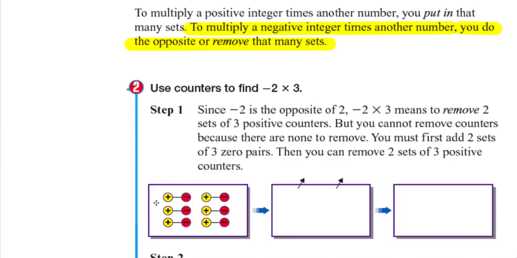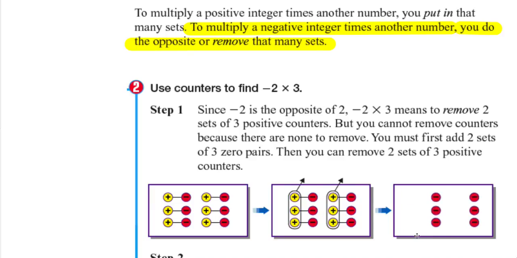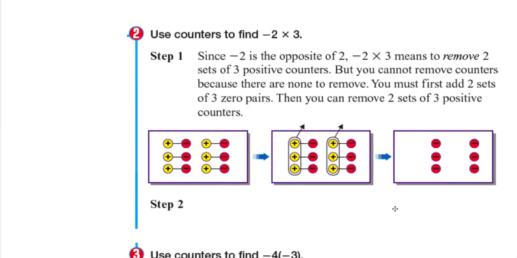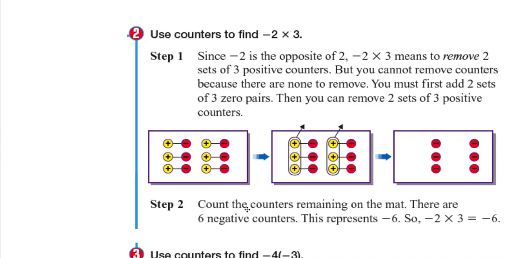So these are our 2 sets of 3 zero pairs. That's one set, and this is the second set of 3 zero pairs. Now we can remove 2 sets of 3 positive counters. We get one set and another set. Remove those 2, and you end up with negative 6 counters. In step number 2, count the counters remaining on the mat. There are 6 negative counters, so this represents negative 6. So negative 2 times 3 equals negative 6.